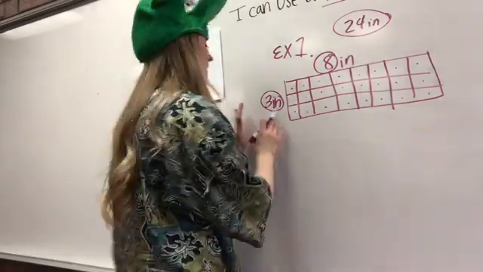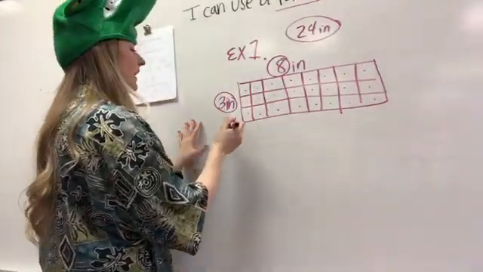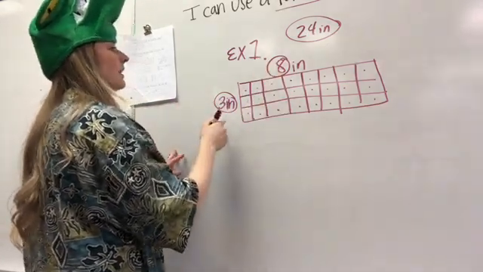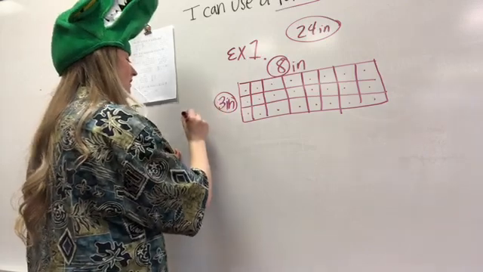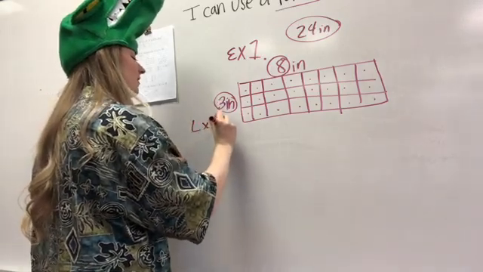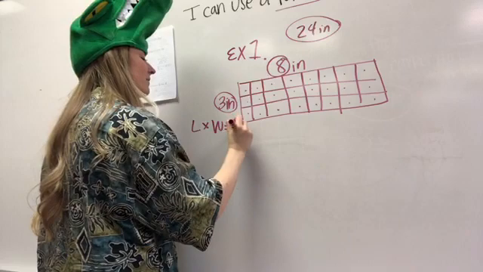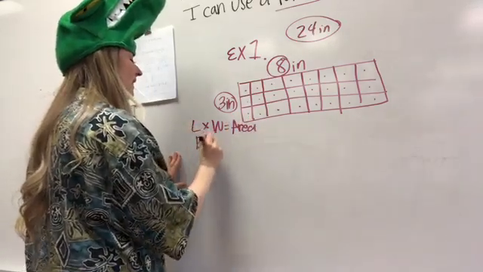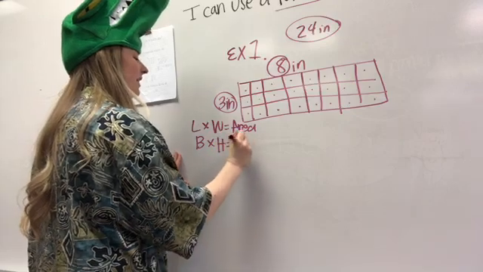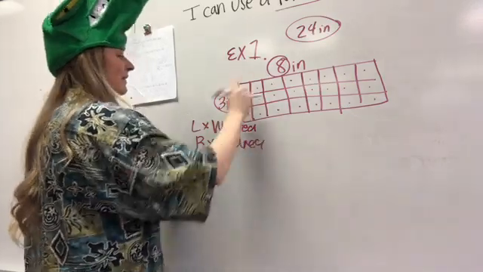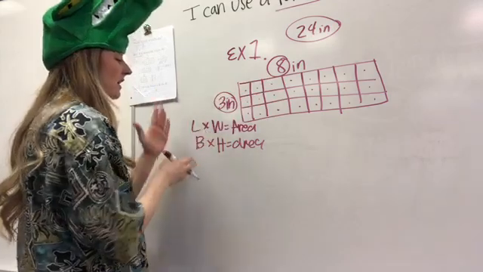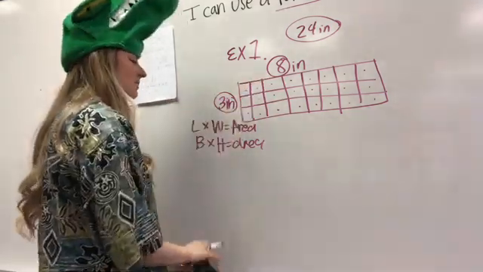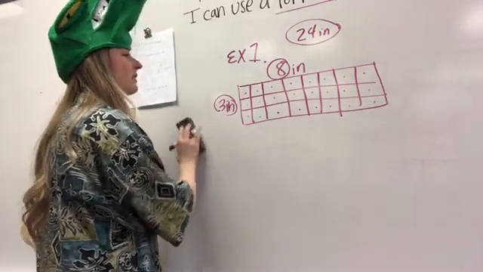So if our area, how could we figure out the formula? We have this side times this side, right? So we could say length times width equals our area. Another way to say length and width is base times height equals area. This is the base, this is the height. It's the same thing. So you might hear length times width or base times height. But all we're doing is taking the 2 sides and timesing them by each other.